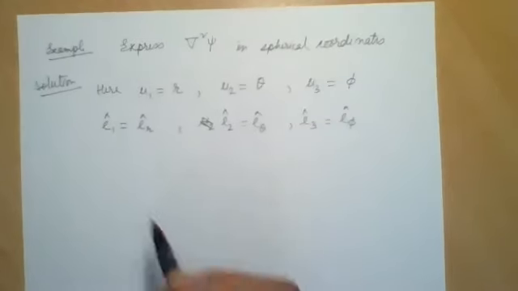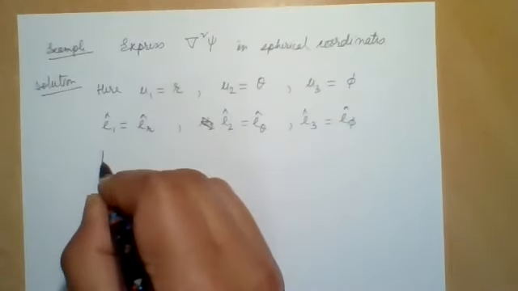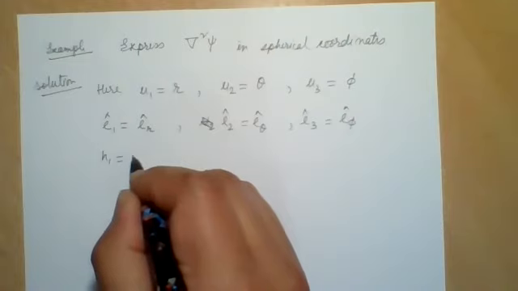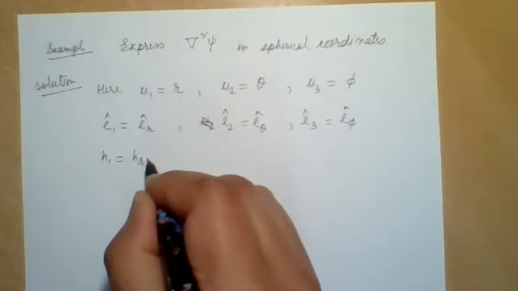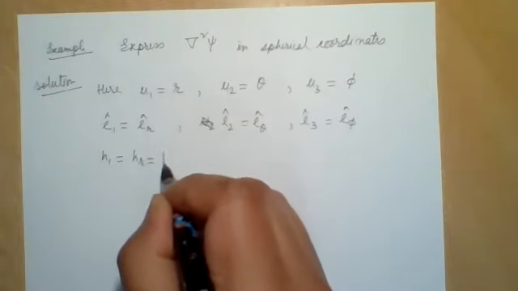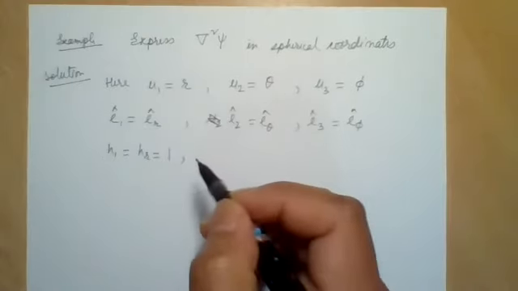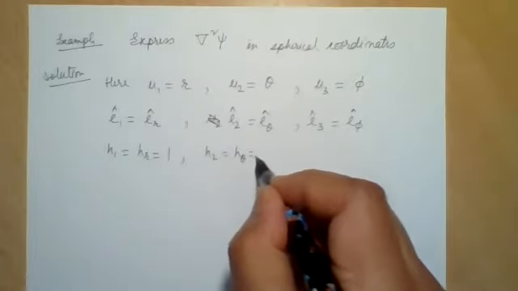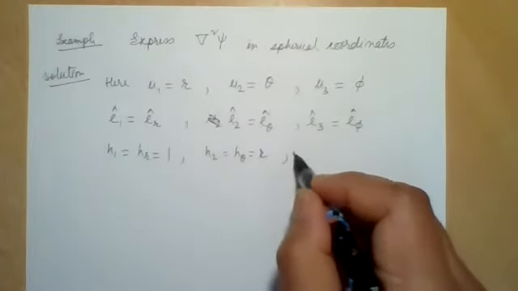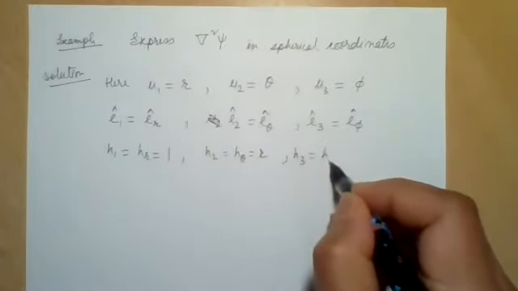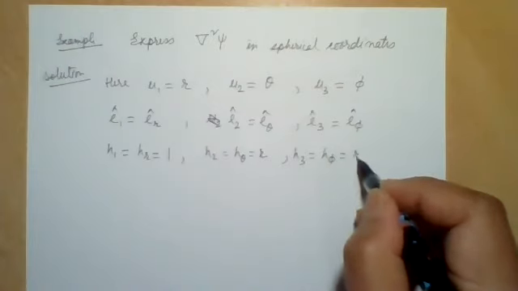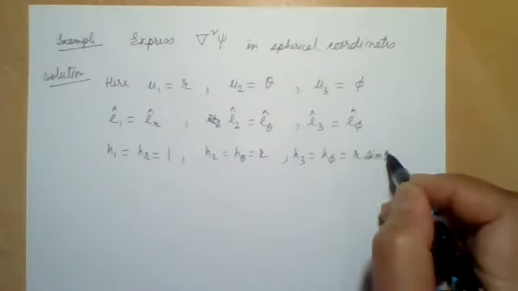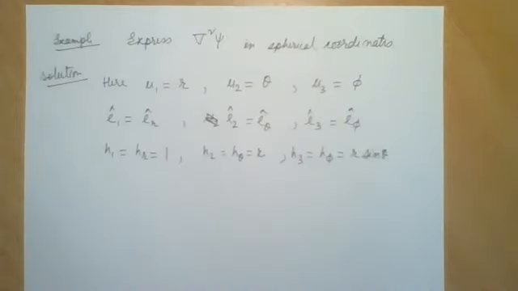Then the scale factors. H1, this is equal to H r, and in spherical coordinates H1 is 1. H2 is H theta, and this is equal to r. And H3 is equal to H phi, and this is equal to r sine theta.